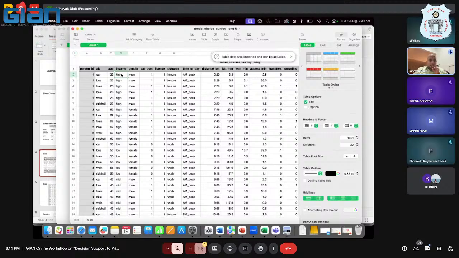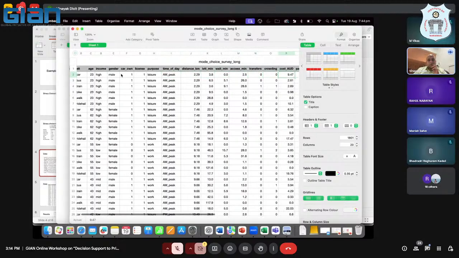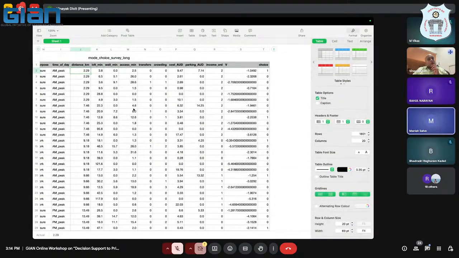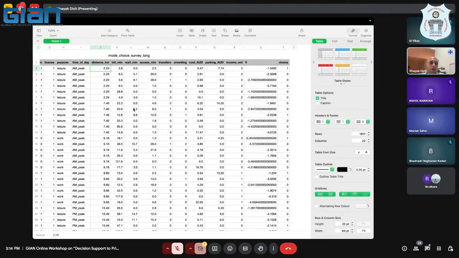This also has information about the demographics, the purpose of the trip, the time of day. And then this has information about the trip, the type of trip. Sorry, sir, this data is our final output, right? When you say final output, what do you mean by final output?